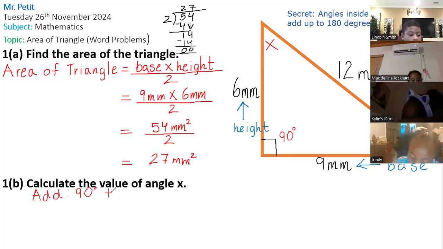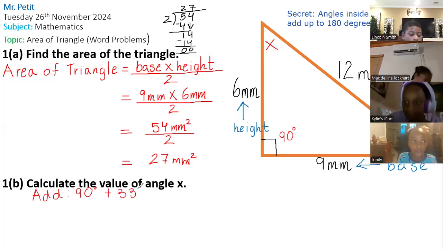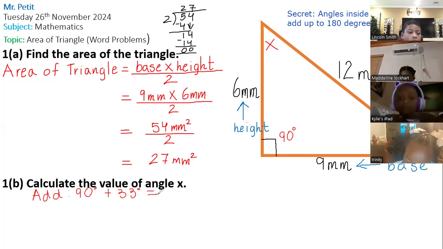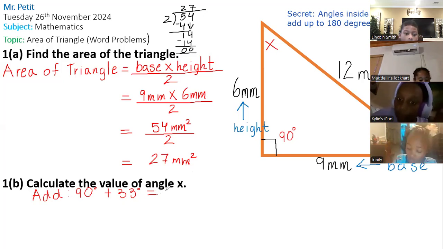Wait, Mr. Petit, in a different case, what would we add? Like the two bottom numbers? You always add the two angles. They're always going to give you two angles. So you always add the two angles. So we add 90 and 33. What is 90 plus 33? 123. 123 degrees. Good.